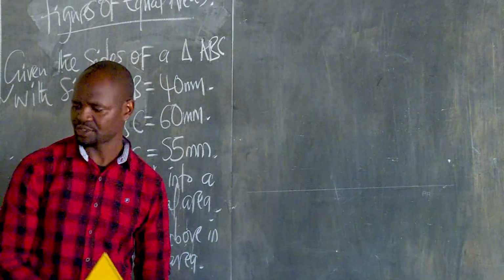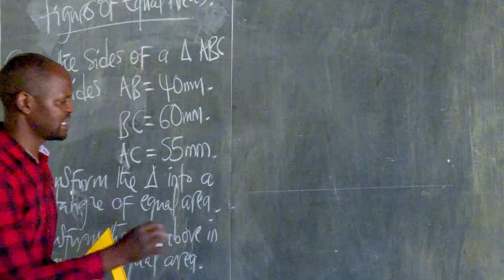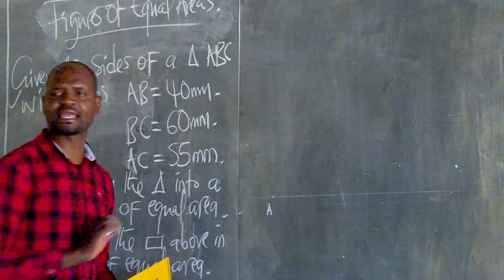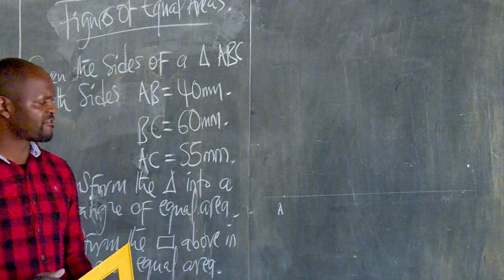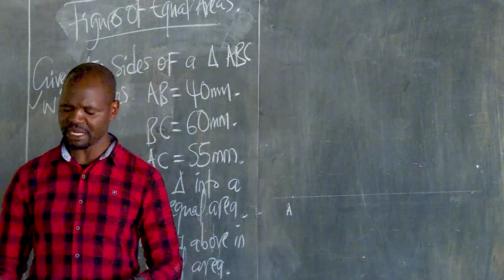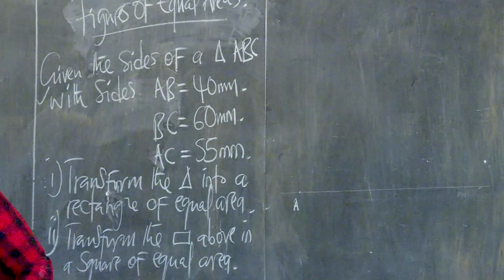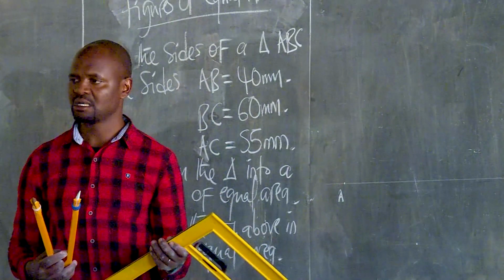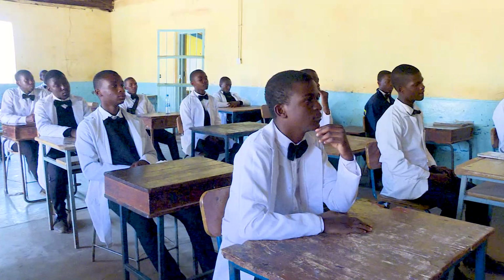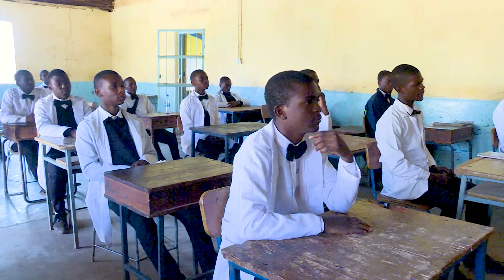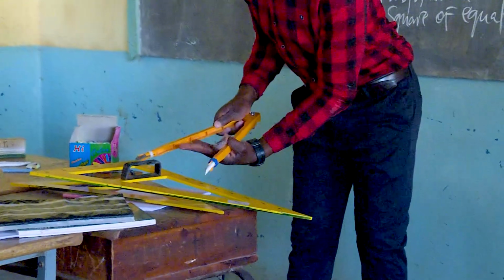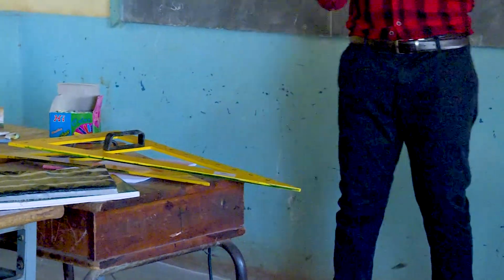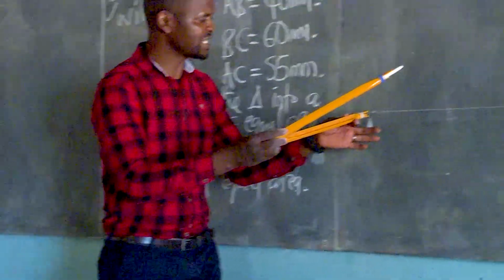Are we together? Yes. So in this case, I'll mark my point. This point here is going to be point what? A, like that. Are we together? Yes, sir. From there, I need now to get measurements from the ruler with a compass, and measure how many millimeters? 40 millimeters. Very good. So I'll get my compass there and get the measurements from the ruler. Okay, so this is my 40 millimeters.